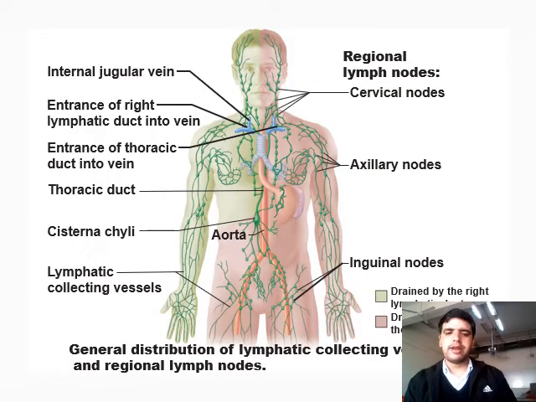So this is the diagrammatic representation showing which part of the body drains where. The green represents the collection of the lymph from the various organs, which is returned to the right lymphatic duct, and the red represents the rest of the body, which is collected and returned through the thoracic duct itself.